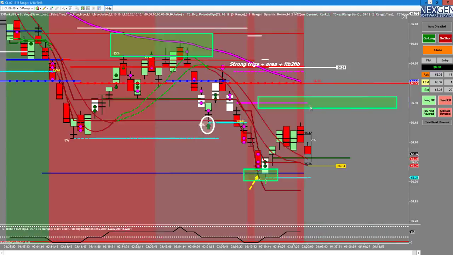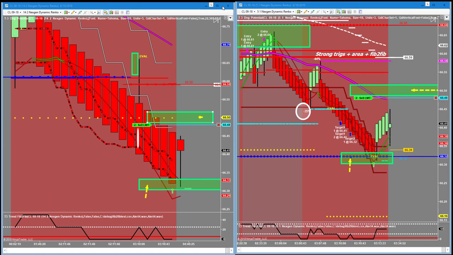Also, on our market flow chart, you'll see we've got a magenta line at 66.50 as well. So not only do we have fibs on the 14.2 chart, but we've got market flow resistance at 66.50, and we also have our mid band for a trend trade on our 5-1 chart at this spot.